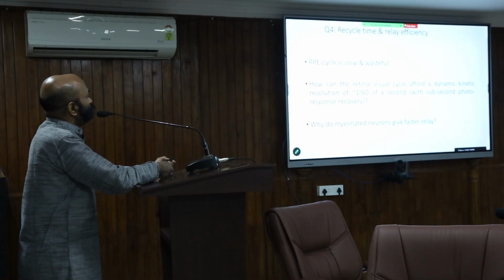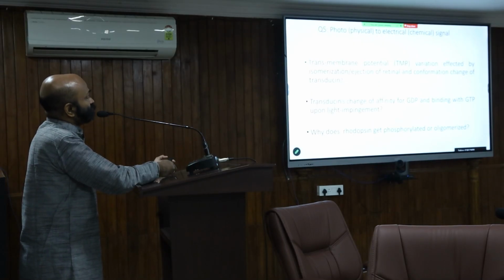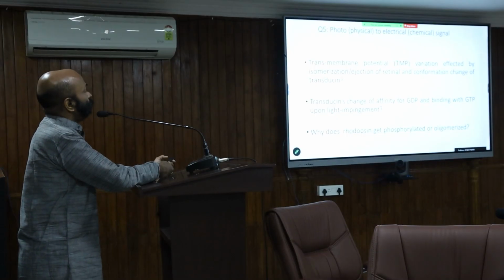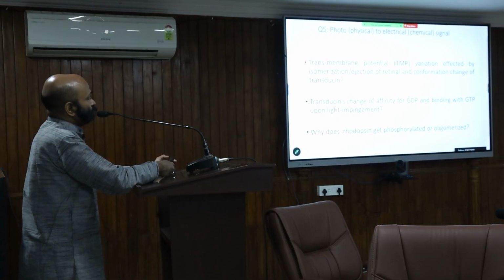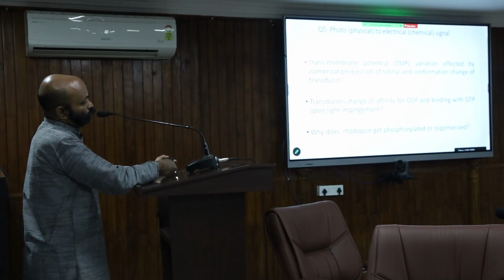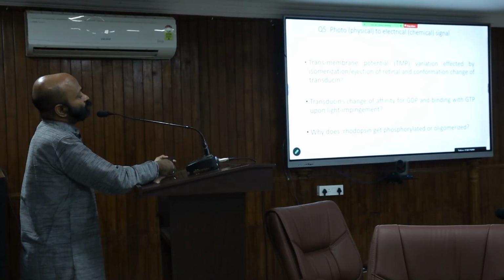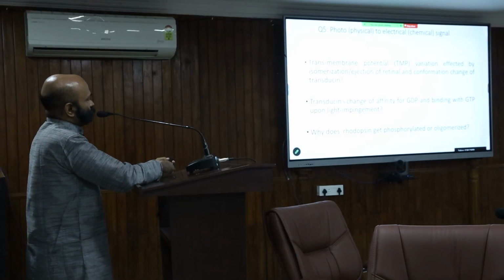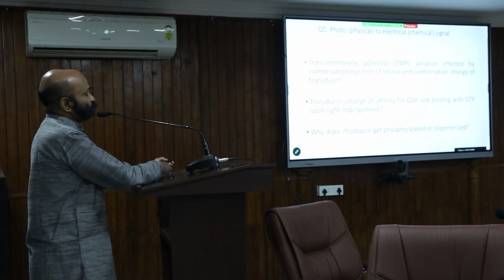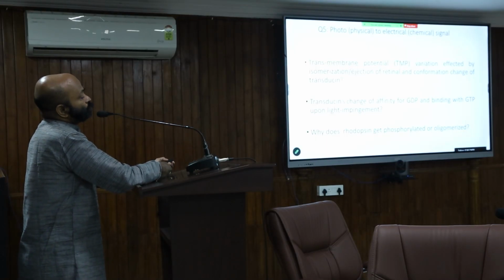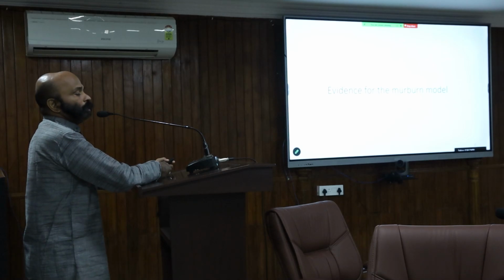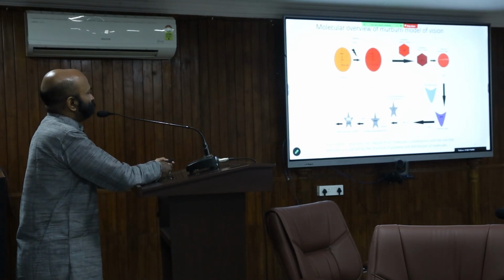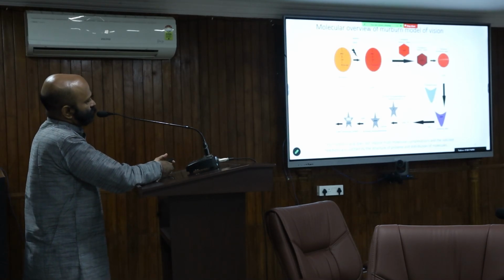Alright? So then transmembrane potential variation. Why should rhodopsin get phosphorylated? Many times it is observed, and oligomerized. Why should many rhodopsin come together? So how can we explain why alpha transducin should change its affinity from GDP to GTP upon light? Now, so here the murburn model is like this.